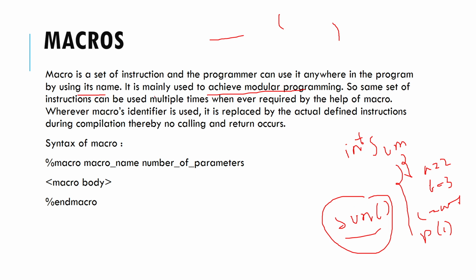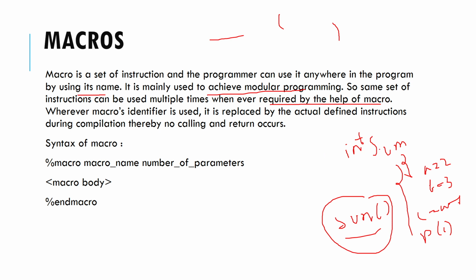In the same way we use macros. It is mainly used to achieve modular programming. The same set of instructions can be used multiple times. It means we can reuse the same set of instructions. We do not need to write the same instructions again. We simply reuse the instructions whenever required with the help of macros, repeating the same instructions wherever the macro identifier is used.